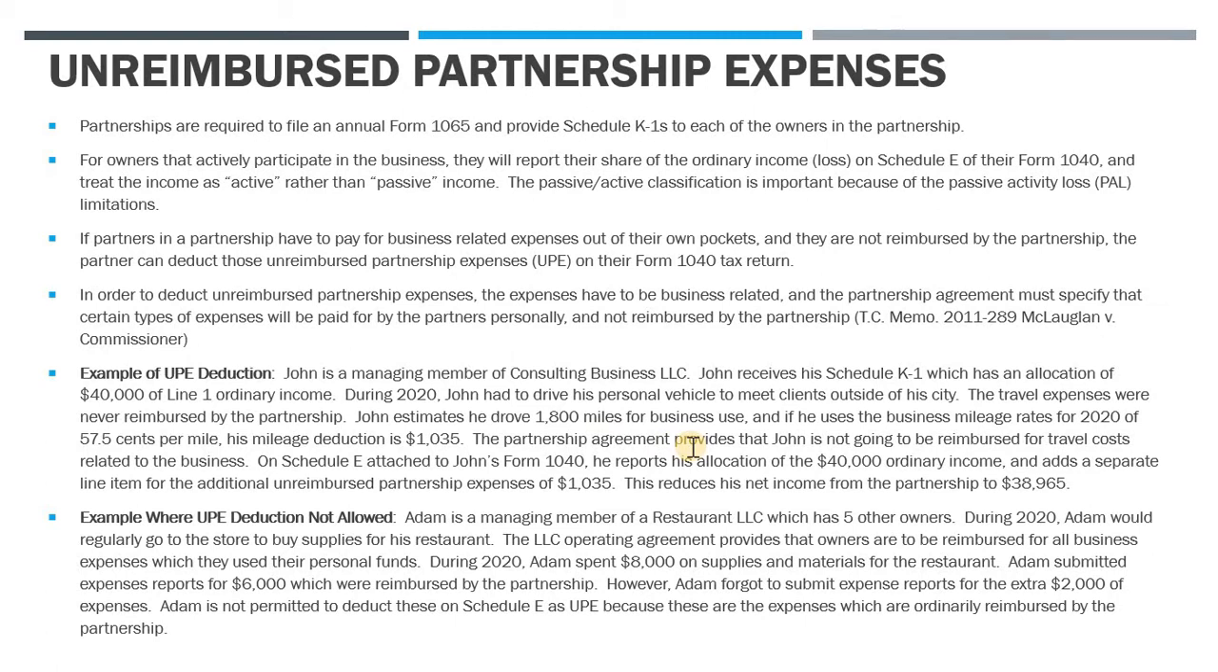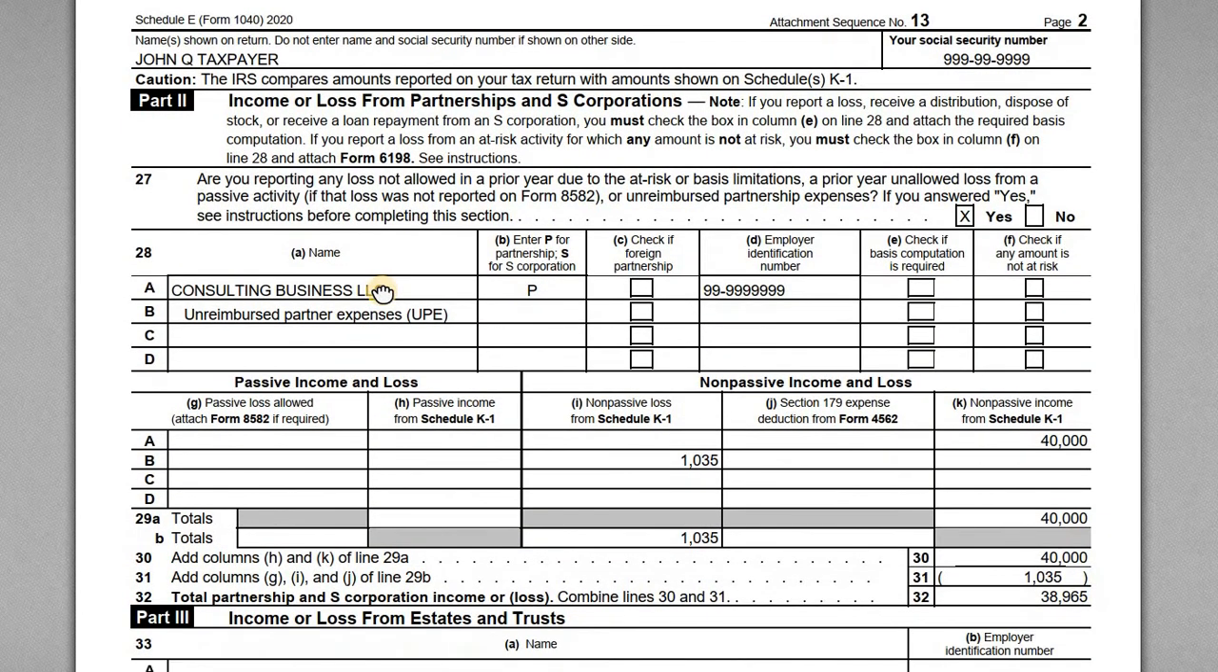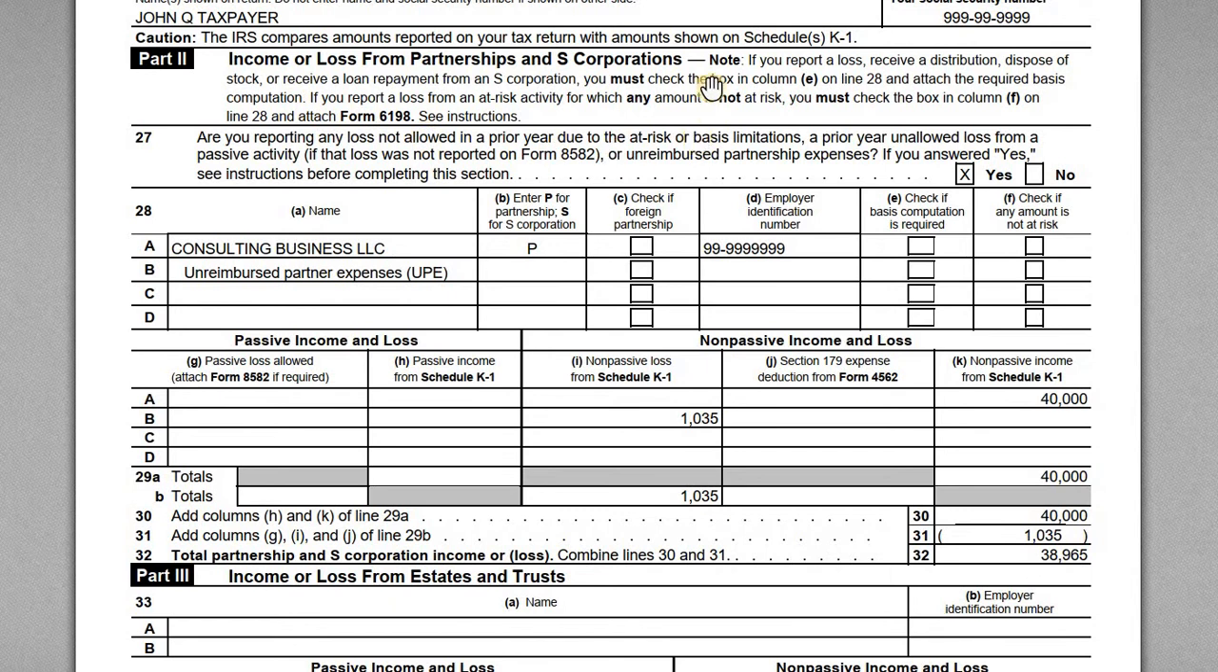Now, the partnership agreement for the Consulting Business LLC provides that John is not going to be reimbursed for travel costs. Okay, so on Schedule E of John's Form 1040, he reports his allocation of the income from his K1, and then he adds a separate line item for the UPE, which is $1,035. So if we look at Schedule E, page 2 for John, right? So Part 2 is where we report income or loss from partnerships and S corporations, right? So line A here, we have the K1 entry. So Consulting Business LLC, it's a partnership.